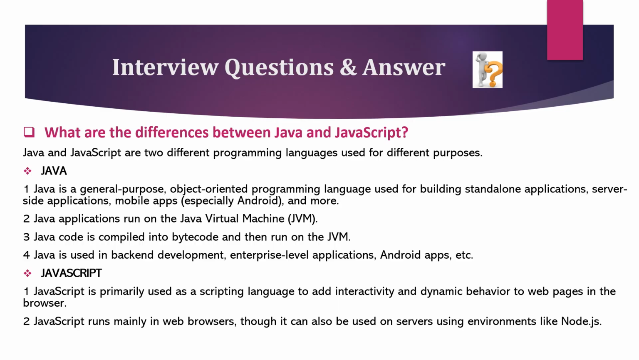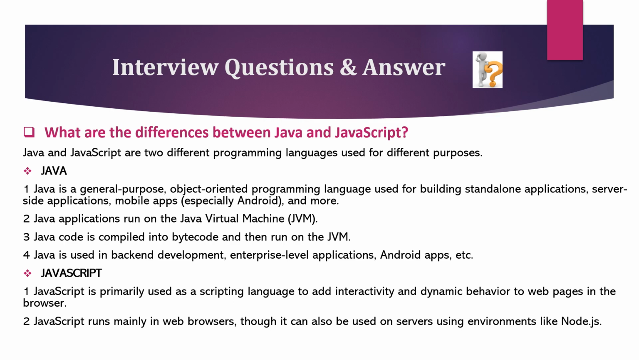Java is a general purpose object oriented programming language used for building standalone applications, server side applications, mobile apps, Android, and more. Java applications run on the Java virtual machine. Java code is compiled into byte code and then run on the JVM. Java is used in backend development, enterprise level applications, Android apps, etc.